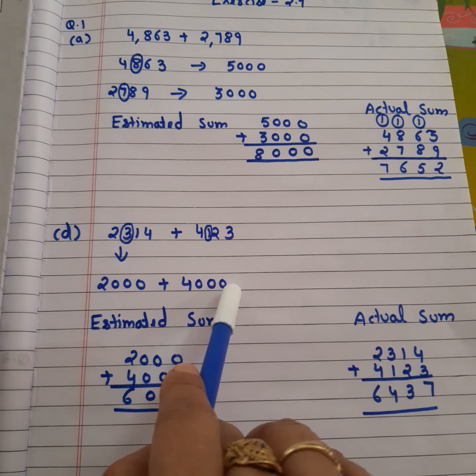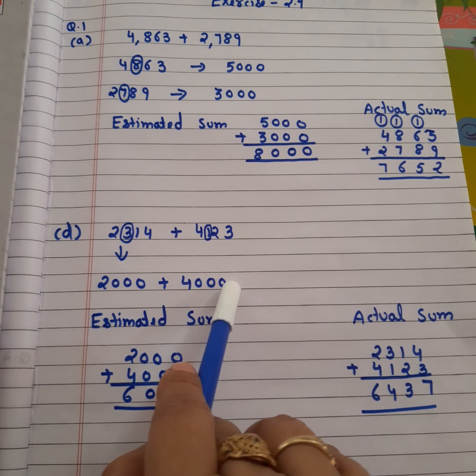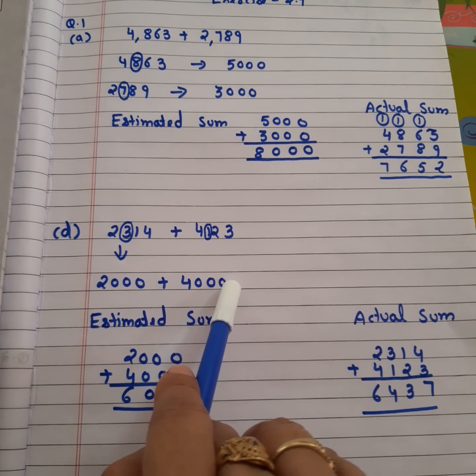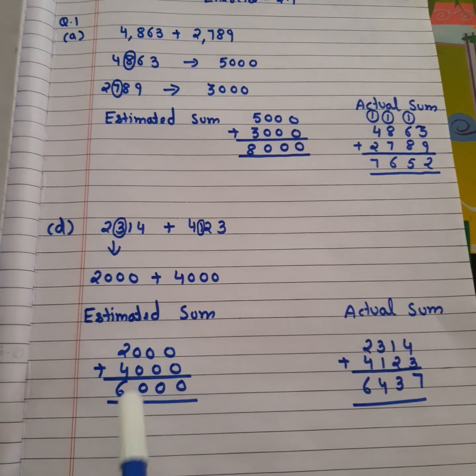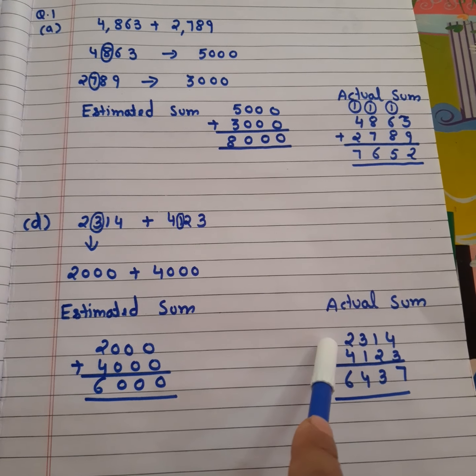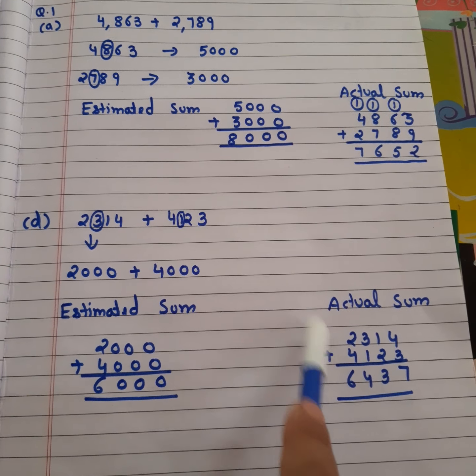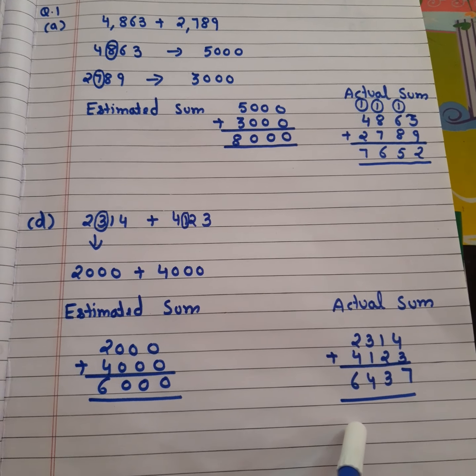And I think you all know how to round off the numbers because we already studied rounding off in detail in our previous exercises. Okay, so just add them and you will get your answer as 6000. Later on we calculate our actual sum. The actual sum is nothing, just adding these two numbers. Clear?